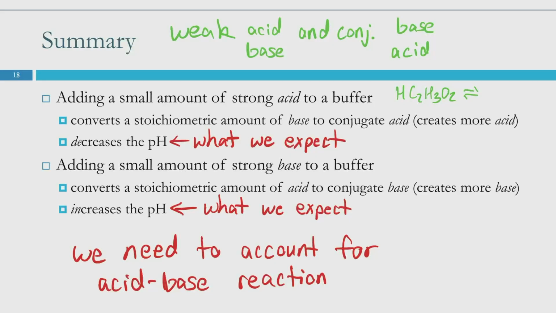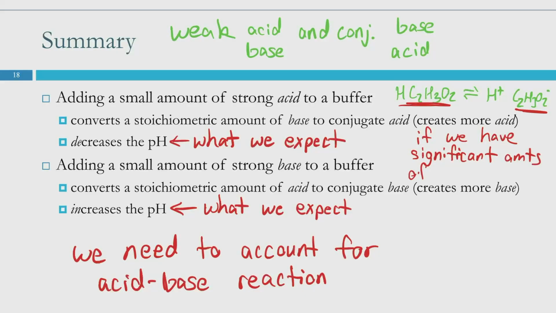So for example, if we've got acetic acid, HC2H3O2, that is going to be in equilibrium with acetate. If we have significant amounts of both of those, then we have a buffer. And by significant, what we mean there is similar amounts.